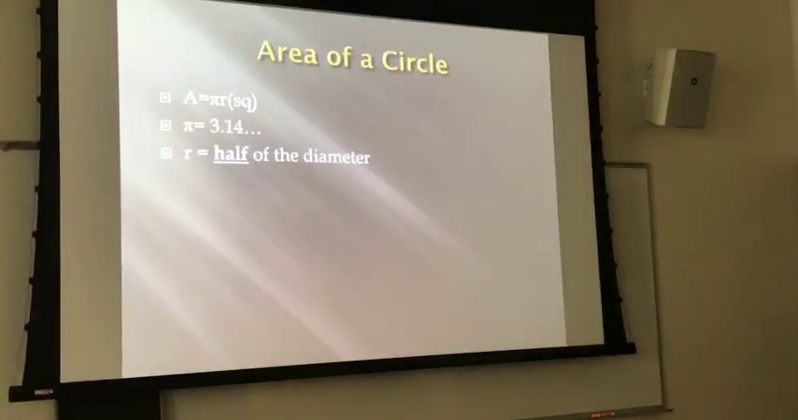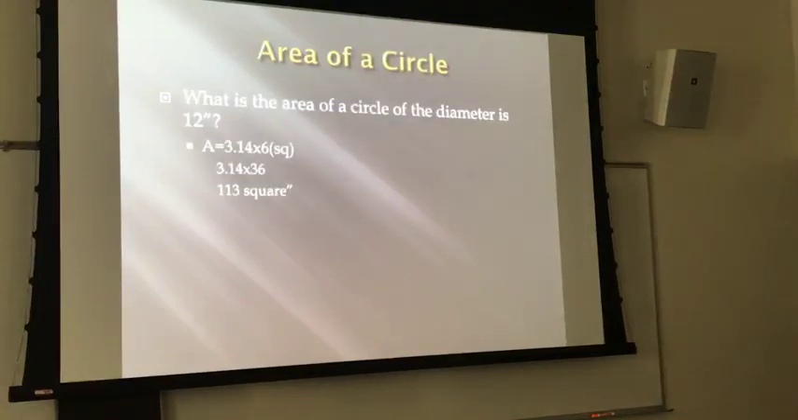What you're going to have a tendency to do on the quiz is take the diameter and multiply that by pi. Well, that doesn't get you there. You have to take the radius, which is half of the diameter, square that, and multiply by pi. So if the diameter is 12 inches, you divide 12 by 2 and then square that, which gives you 36, and your total area would be 113 square inches.